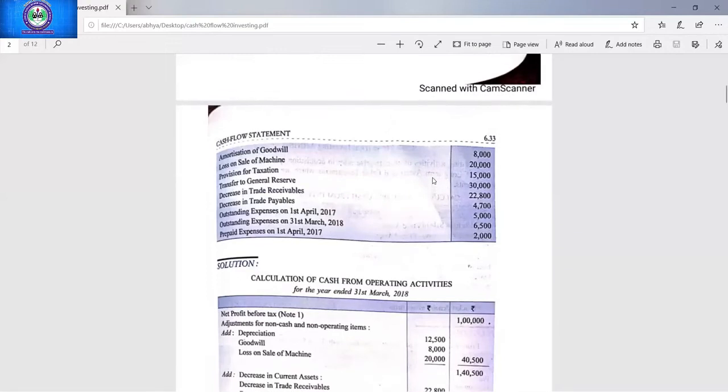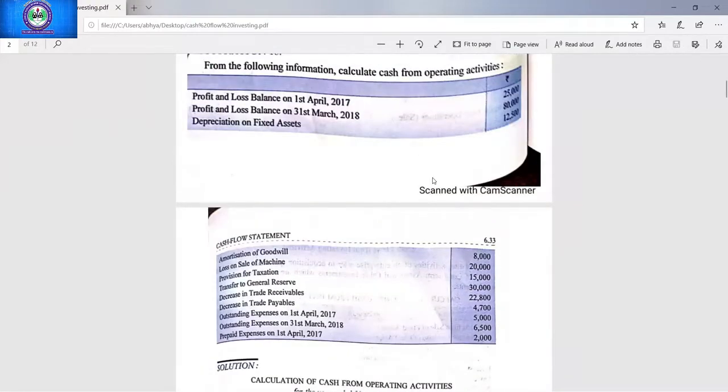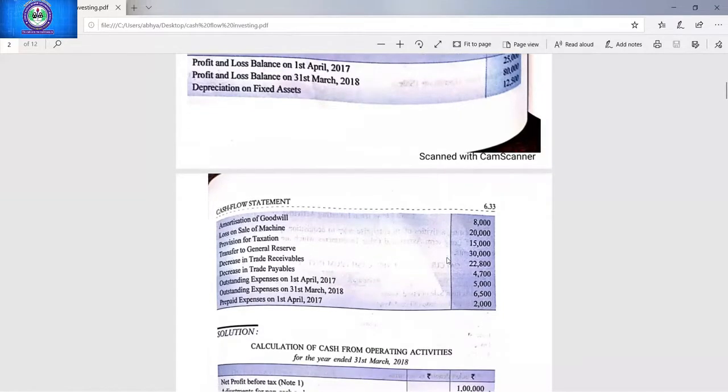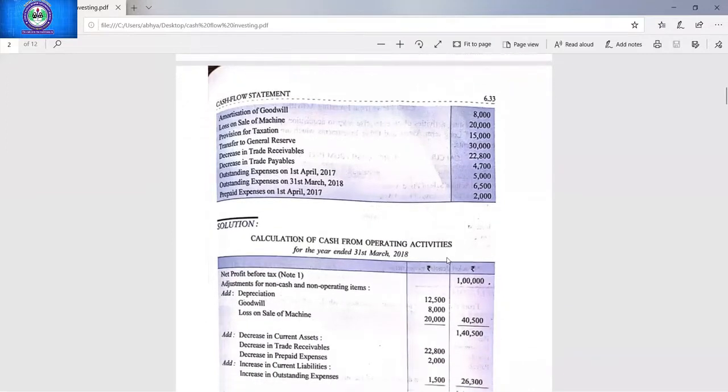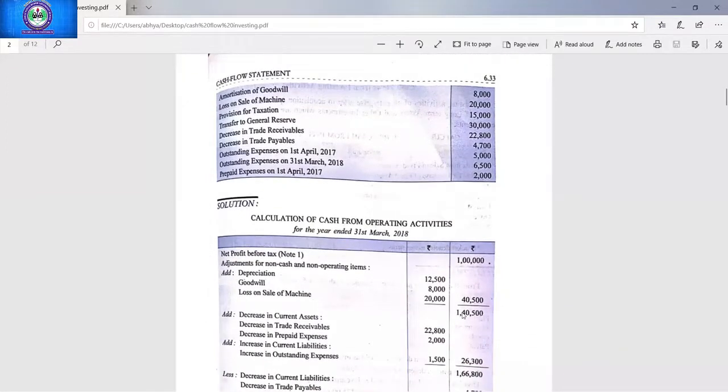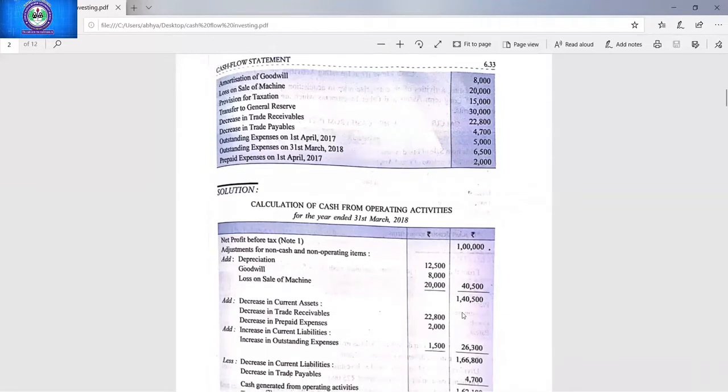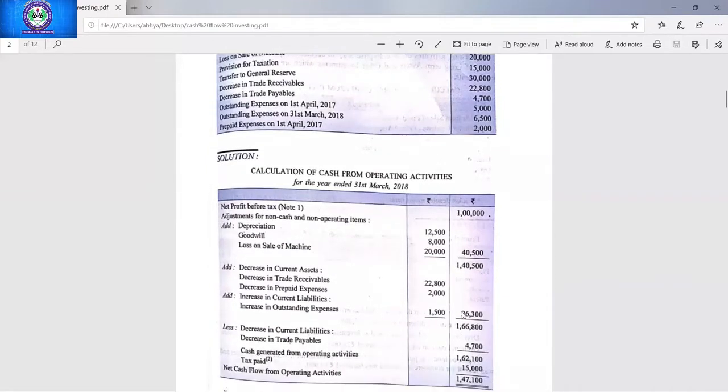With this 1 lakh, we will start the question. Now we have to see the other things. 5 things: depreciation, loss on sale of machine, amortization, interest payments, and discount written off. So depreciation is 12,500. It is given already. Amortization 8,000. Loss on sale of machine 20,000. It is also given. So no other things are given. So these three will be added, and this is the step 2 answer. 1,40,500. Step 2 answer.